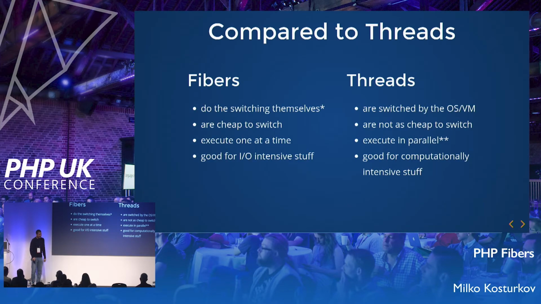So compared to threads: fibers are not threads. This is very important. Fibers are not threads. Fibers give us the ability to do so-called cooperative multitasking, while threads give us the ability to use so-called preemptive multitasking. So what does this mean? When you start a fiber, you rely on the code in the fiber to suspend itself, to stop its execution. The code in the fiber may decide to never do that.